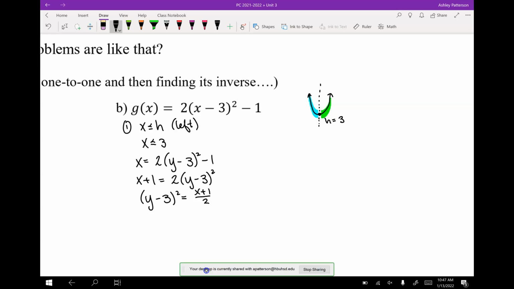How do we get rid of a square? Because remember, we're trying to isolate y. What's the inverse operation of a square? Very good. Nice, everyone. Square root.